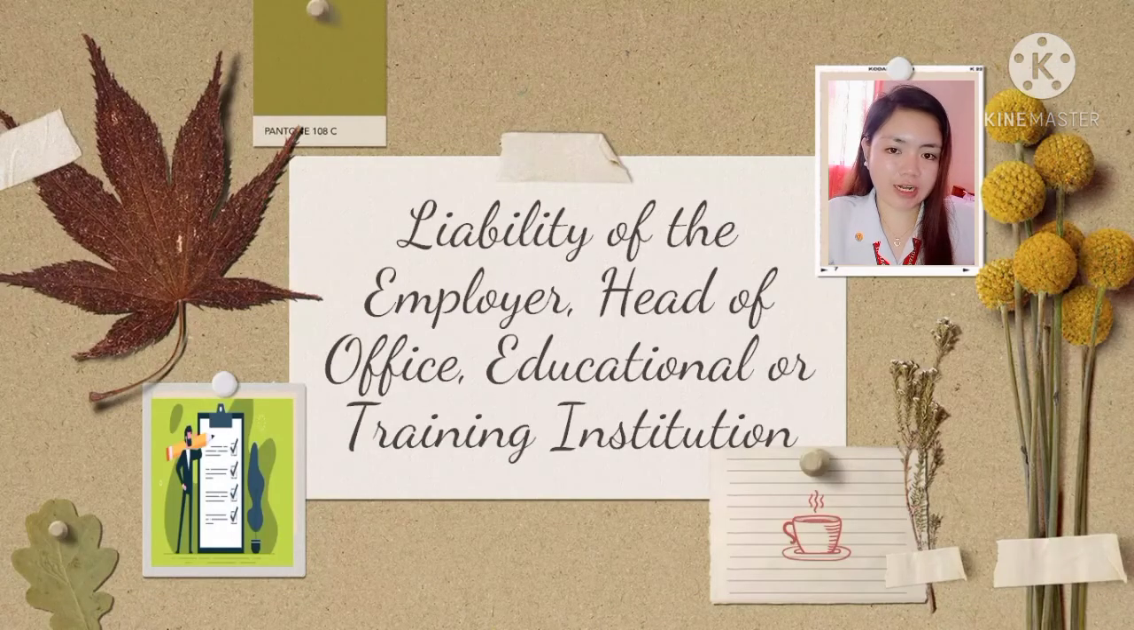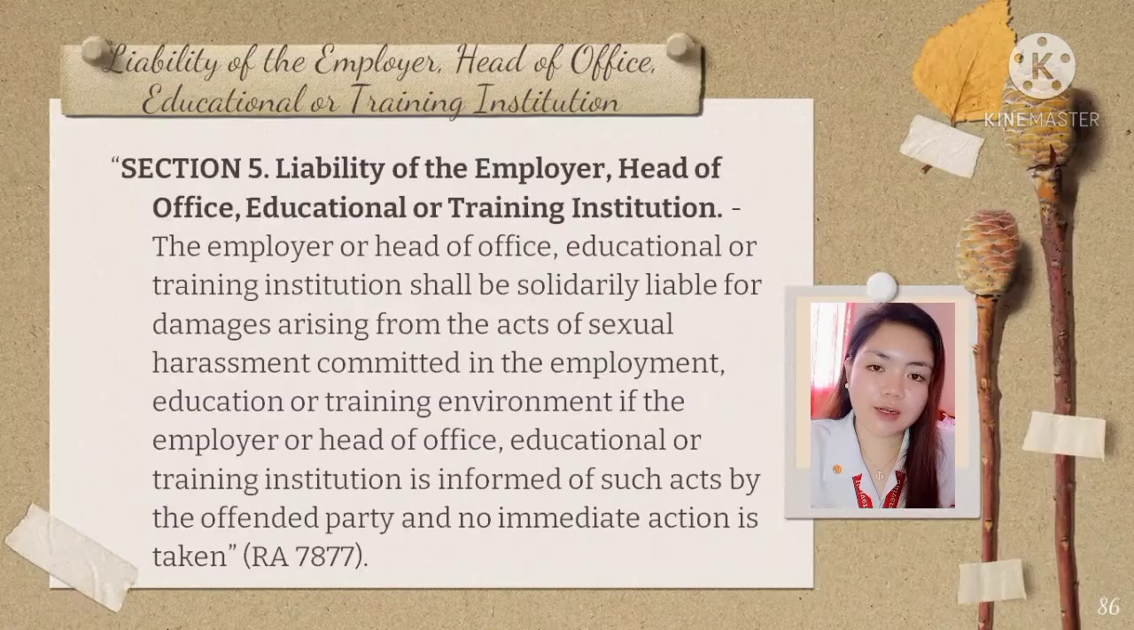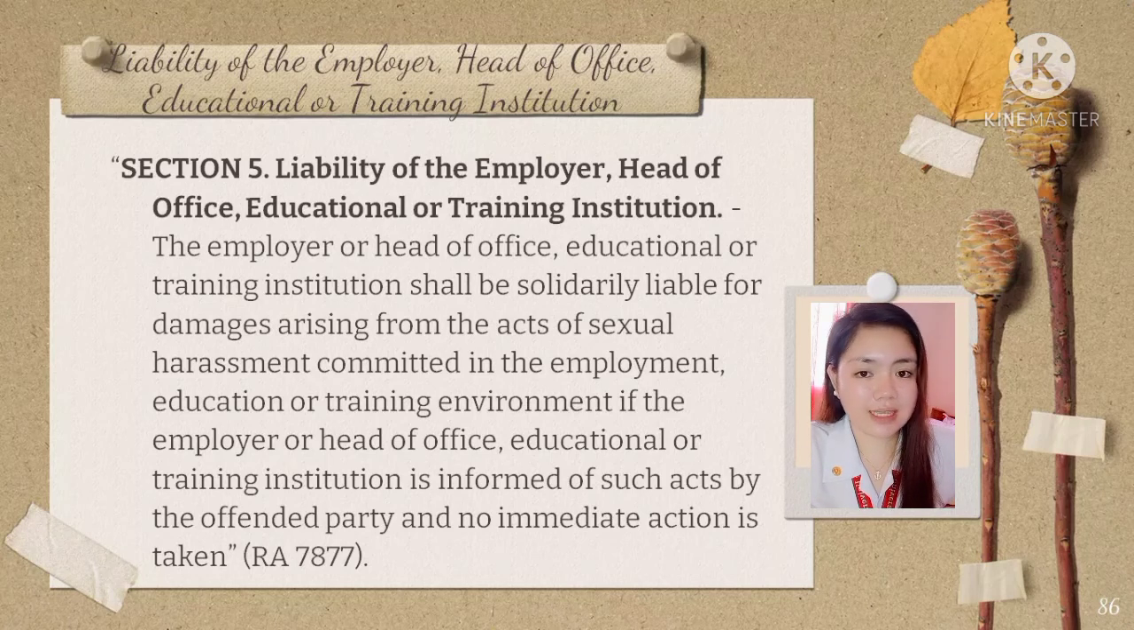Liability of the employer, head of office, educational or training institutions. Sa huling topic na ito, the liability of the employer, head of office, educational or training institution, ang ibig sabihin lamang nito ay sinasabi dito na kung sakali na hindi magagawan agad ng aksyon kapag nagkaroon ng harassment sa isang institusyon o sa opisina o sa paaralan, ay ang mananagot ay ang employer or head of office, educational or training institution sa magiging pinsala nito sa trabaho.